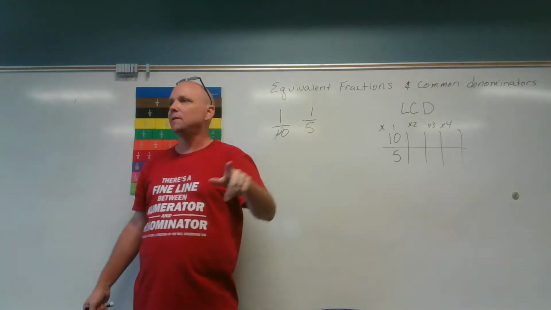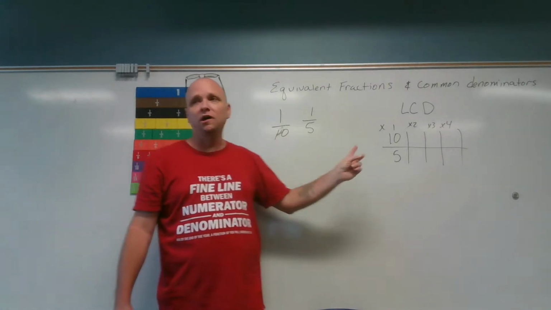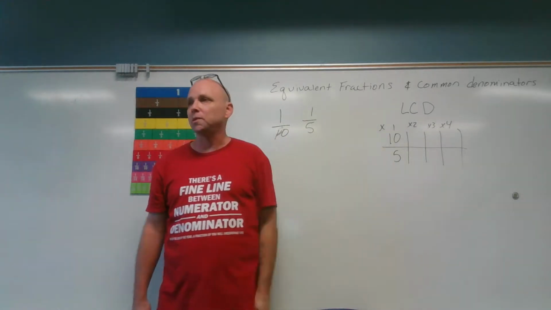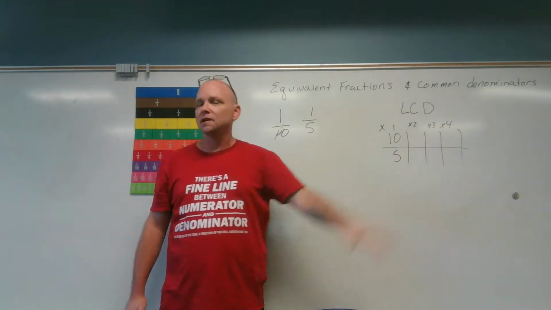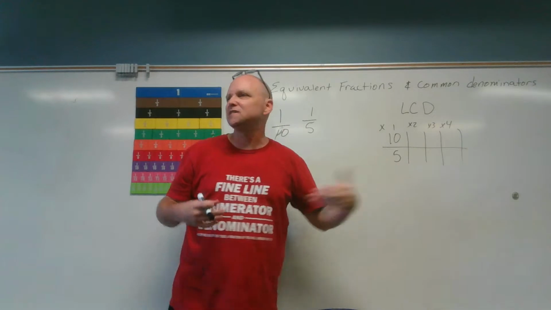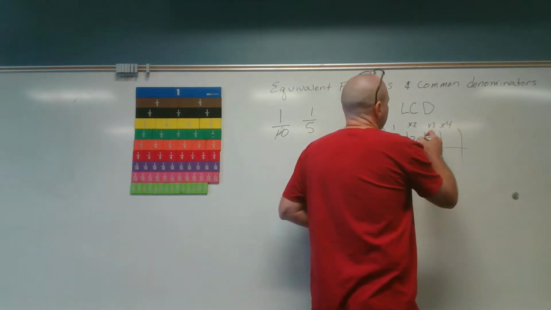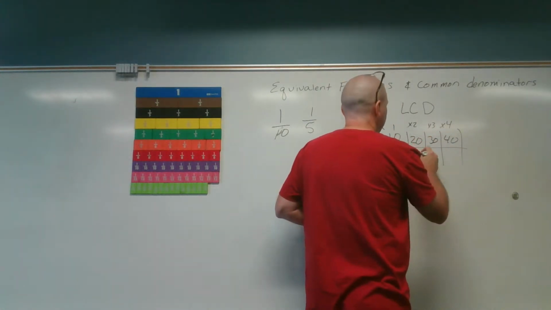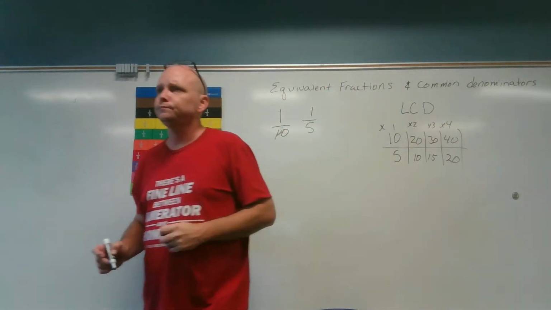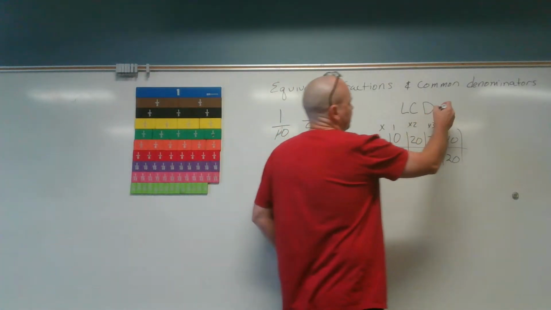Something else you may keep in mind is that you can use a multiplication chart on a problem like this, because all I'm looking at is my multiples of 10 and my multiples of 5, which are listed on a multiplication chart. I'm just going to list the first four for each and see if I find one in common. So I have 10, 20, 30, 40, and 5, 10, 15, 20. So we do have 20 in common. But we also have 10 in common. And 10 would be our least common.